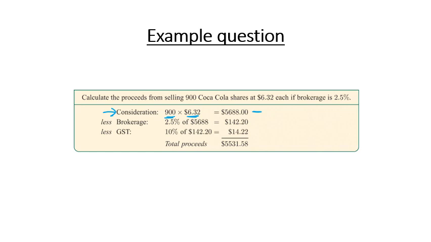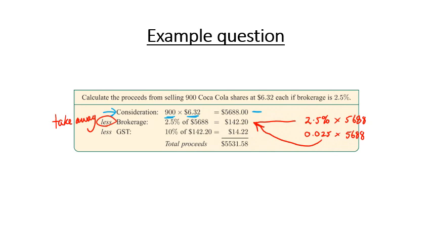Now what we need to do is take away, so less means take away, the brokerage fee, which is 2.5% of $5,688. So that means we go 2.5% times 5,688, because that's the amount of consideration we've got. So this is actually 0.025 times 5688, and that's where we get this value, which is $142.20.